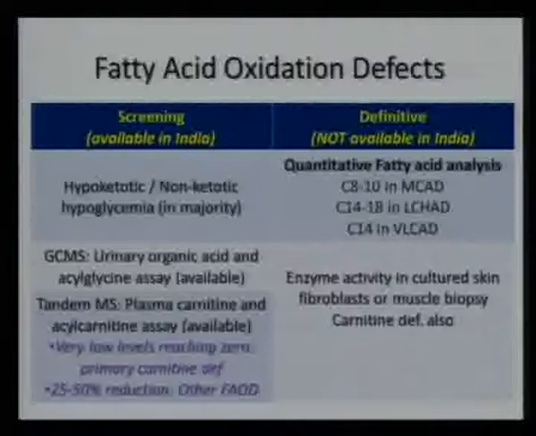Screening, we already know this biochemical path. We have shown yesterday what the tests are. We have GCMS, urinary organic acid, and all these assays available. This can be done in India. For fatty acid oxidation defects, tandem mass spectroscopy for plasma carnitine and all these carnitine assays are also available and can be done.